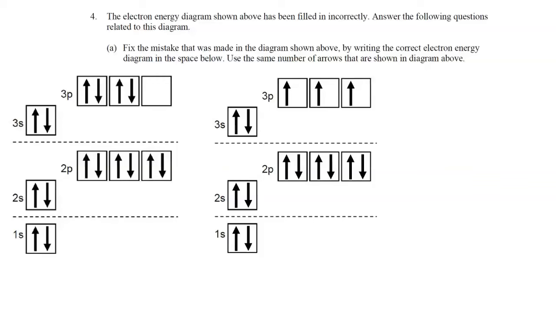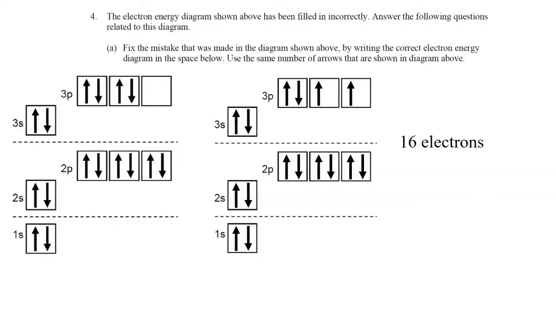So now each of those orbitals in the 3p sublevel has a single electron in it, and that final electron would go into that 3p orbital with 2 electrons now. So each of those orbitals had a single electron in it before any of those orbitals got a second electron. So that is the correct electron energy diagram for part A.